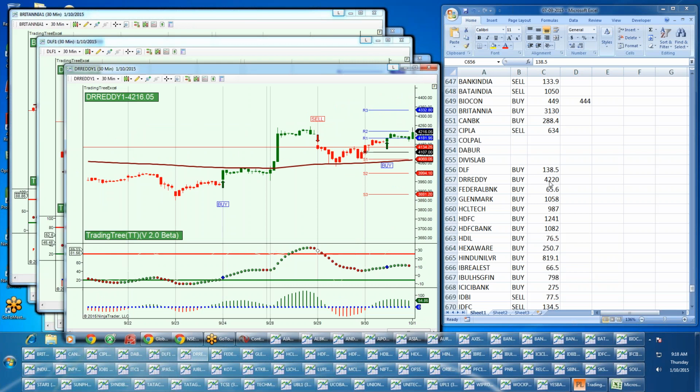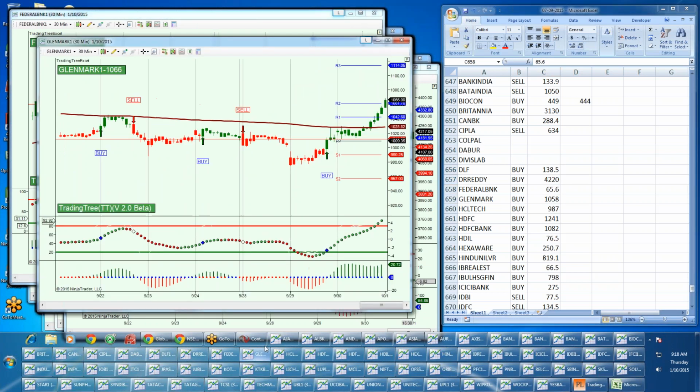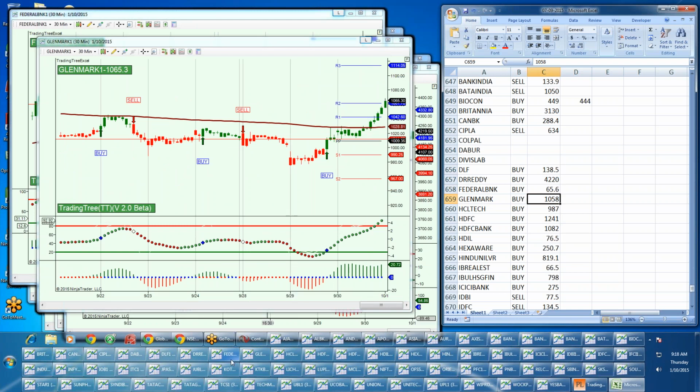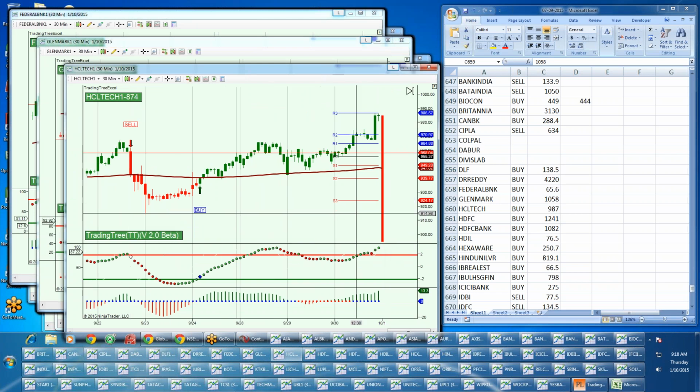So Dr. Reddy, my buy is 4220. So another 2 rupees up, it will get triggered. So Federal Bank, I have a buy at 65.60. Glenmark, it's already triggered at 1058. Now the current price is 1065. So HCL, you know that we have a strong fundamental news. So that's gone for a toss.